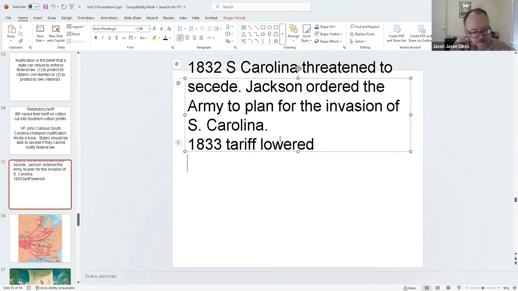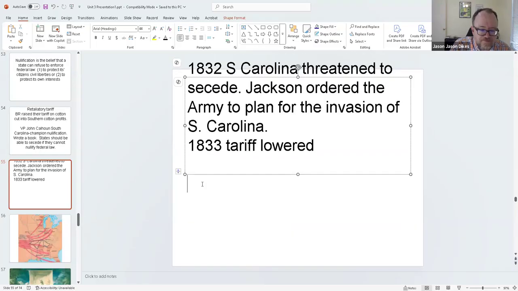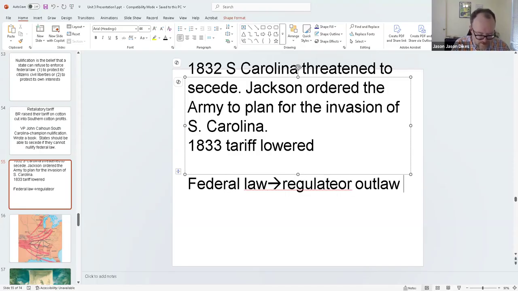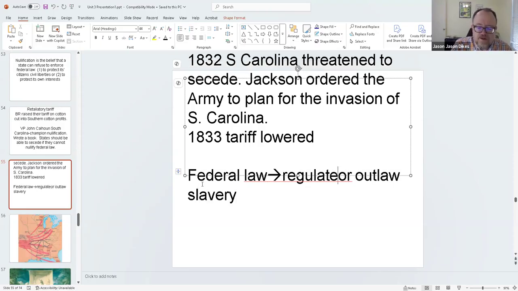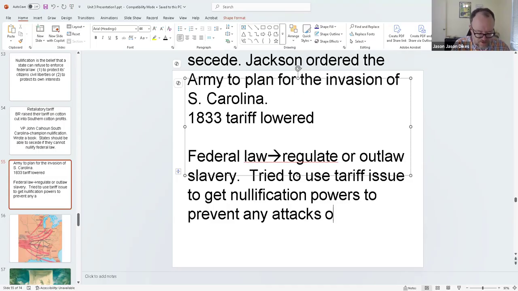Now, there is, and not everyone accepts this, what I'm about to talk about, a belief that the tariff was not the real issue here, that the tariff was a decoy, a red herring, a smokescreen, that what Southerners actually feared is any type of federal law that might try to regulate or even outlaw slavery, and that they tried to use the tariff issue to get nullification powers to prevent any attacks on slavery.